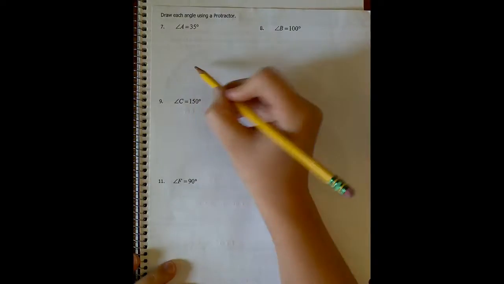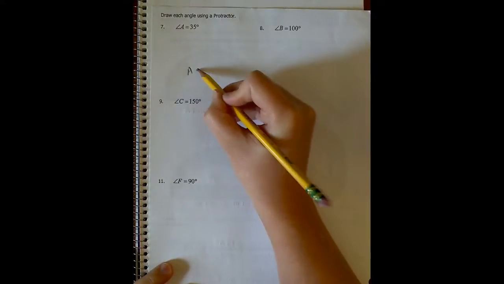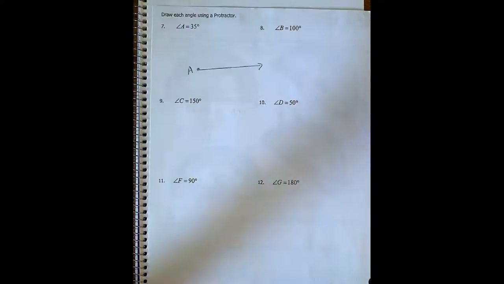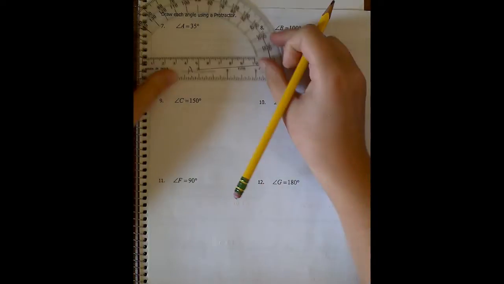Drawing angles is also a process that we want to be familiar with. So this says angle A equals 35 degrees. The very first step you need to do is plot your vertex anywhere on this sheet of paper. So I'm going to do it right here. Okay, then you want to create one side to begin measuring from. It does not matter where you draw that ray. Now we're going to measure from that side 35 degrees in order to figure out where our other ray has to be located.